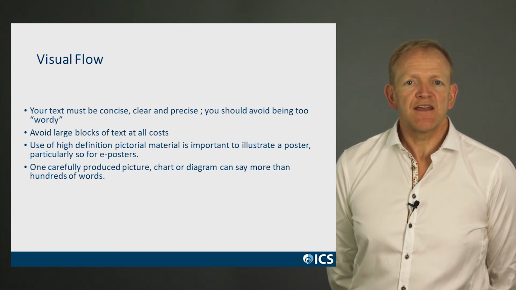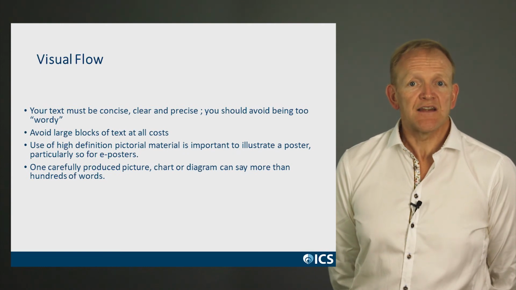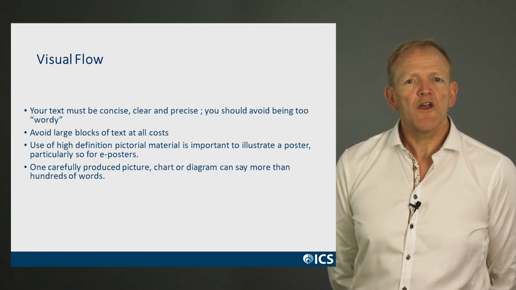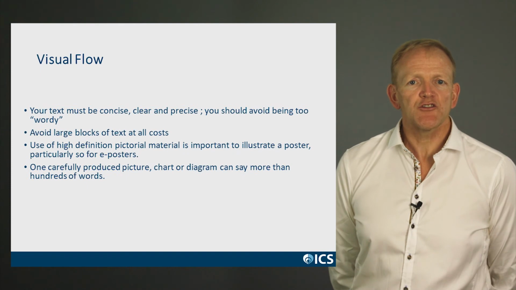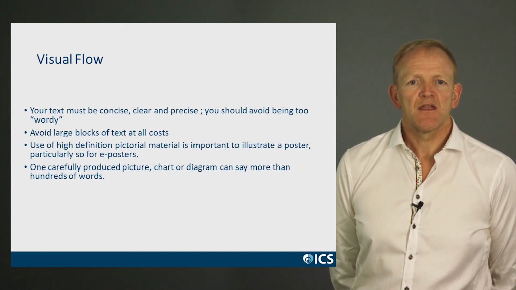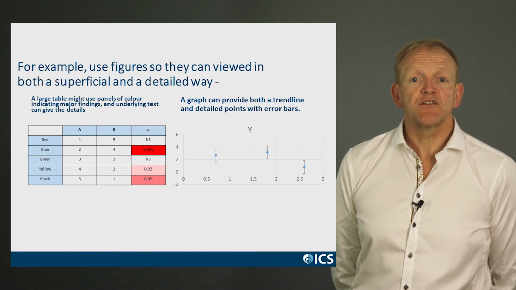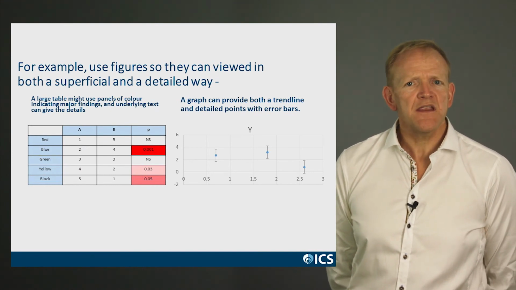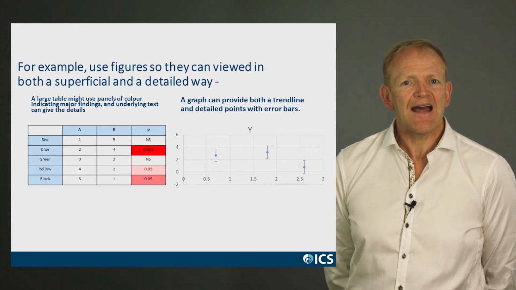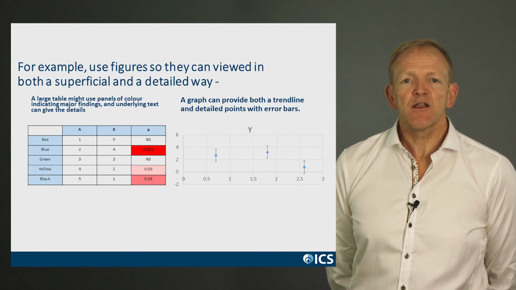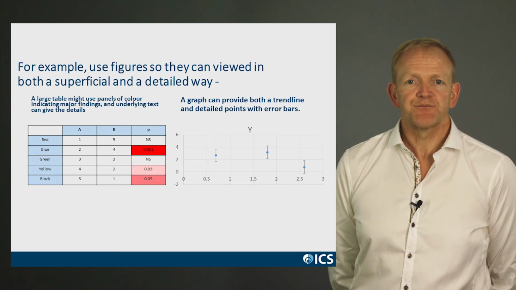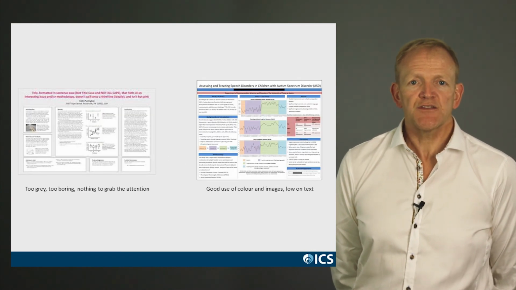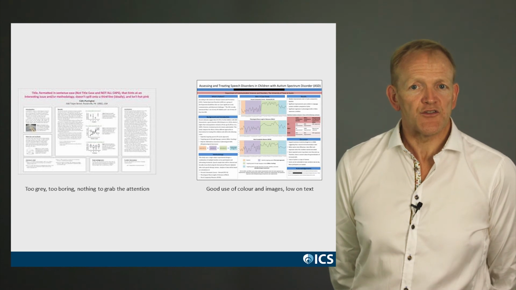The use of high-definition pictorial material is important to illustrate a poster, particularly so for e-posters. One carefully produced picture, chart or diagram can say more than hundreds of words. Figures and tables can be used in a variety of ways and be made meaningful for both the superficial and detailed viewer. Likewise, a well-drawn graph can convey a lot of detailed information. Take time to produce these and make sure they are of sufficient size to be seen.